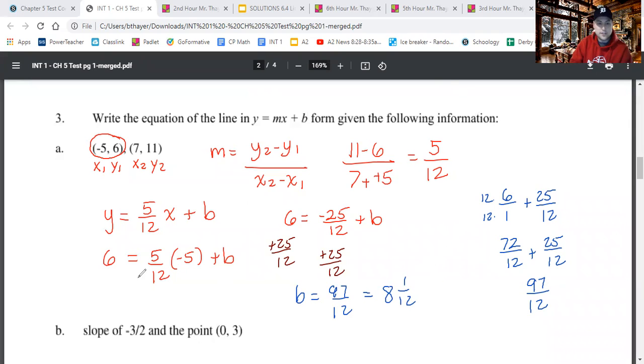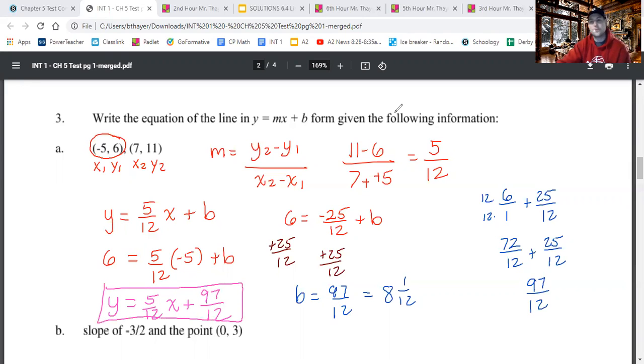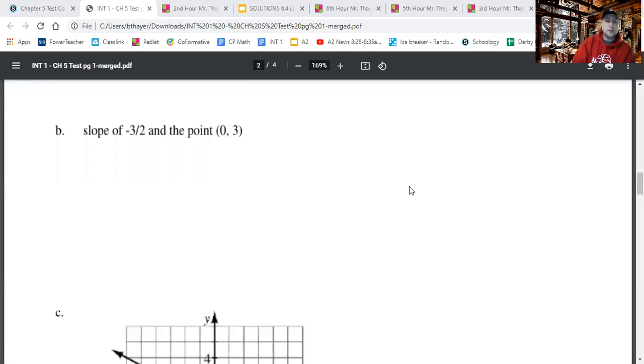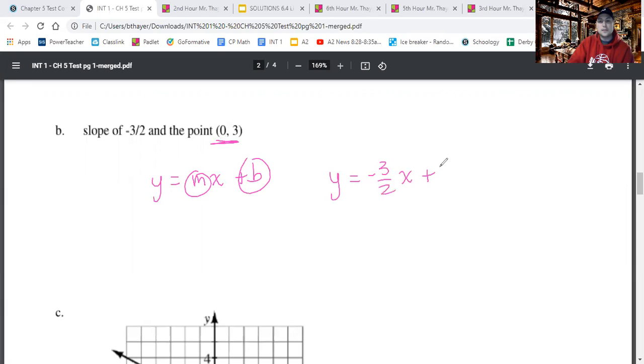So our final equation is going to be y equals 5/12 times x plus, you can write 97/12 or 8 1/12 here. That's your answer for part A. Okay, part B is a little more straightforward because you know the slope and you know the y-intercept. So we're just going to plug both those in place for slope-intercept form. Slope and your y-intercept. You've got negative 3 halves times x plus 3. And there's your answer for part B.